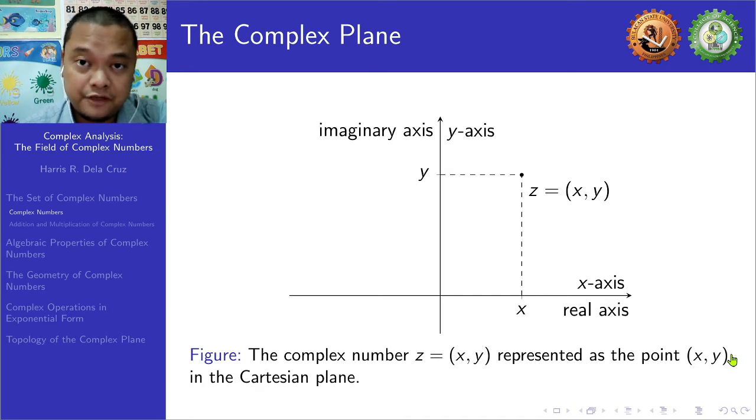It will be very convenient for us to denote a complex number by a point in the Cartesian plane. To differentiate the complex plane from the Cartesian plane, usually we will call the x-axis the real axis and the y-axis the imaginary axis. So the point (x, y) has x coordinate on the real axis and y coordinate on the imaginary axis. The point x on the real axis is a pure real number, while the point y on the imaginary axis is a pure imaginary number.